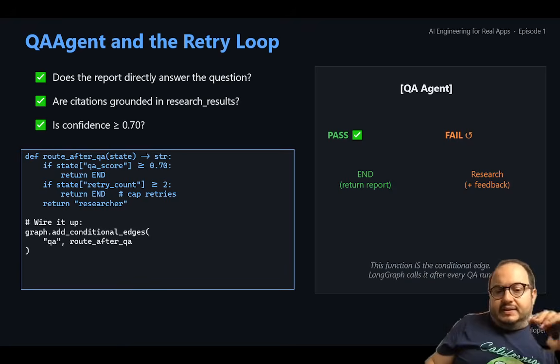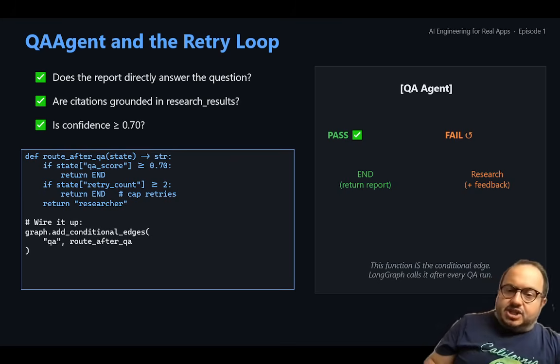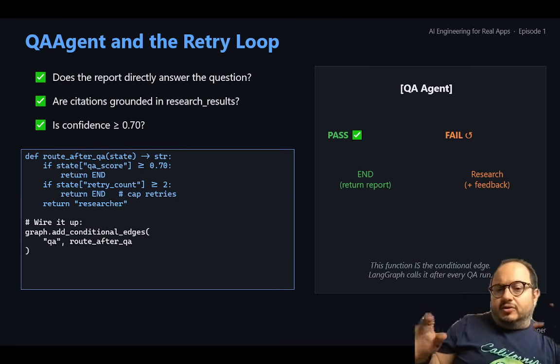The last node is a QAAgent, and it is where the graph gets its ability to correct itself. The QAAgent scores the report against a rubric. The rubric in our demo is simple. Does the report directly answer the question? Are the citations real and grounded in a research result? And is the confidence score above threshold? If all three checks pass, the graph returns the report as a final output. If any check fails, the graph sends execution back to ResearchAgent with a note about what was missing.